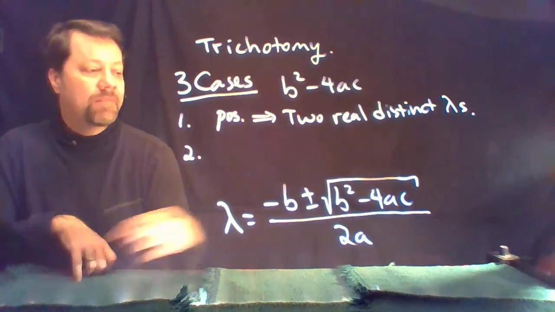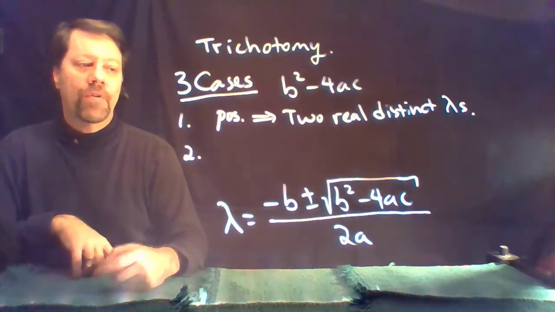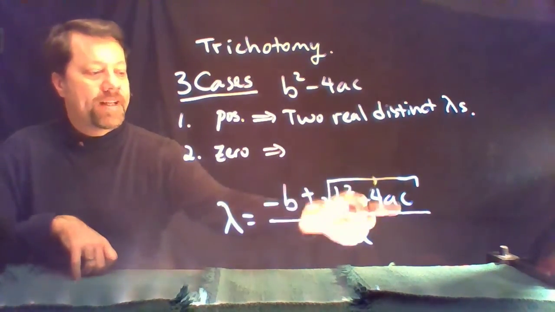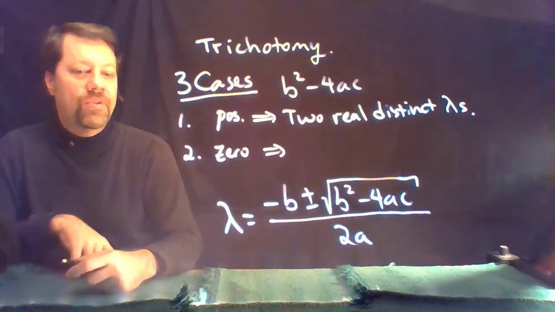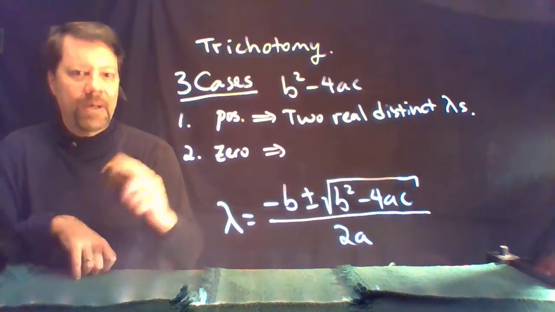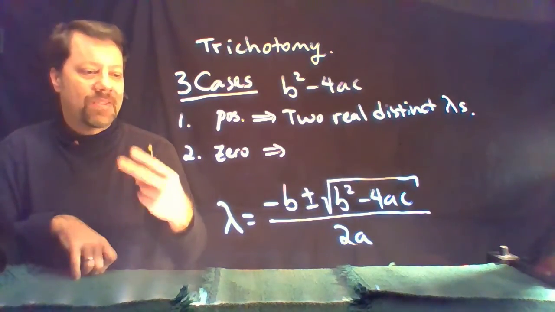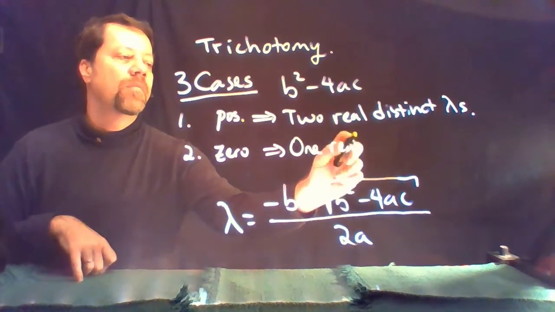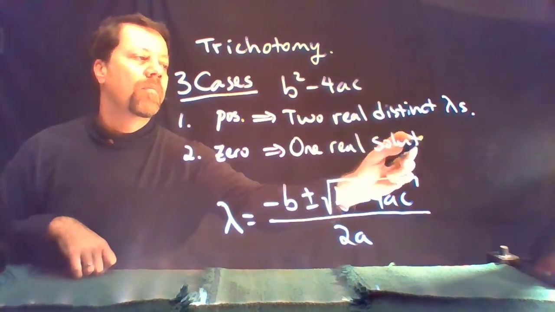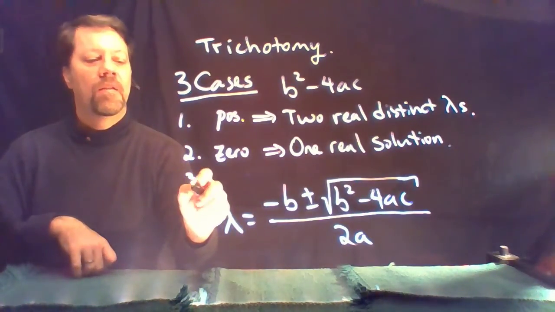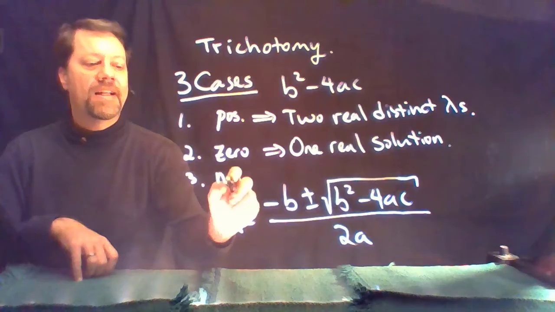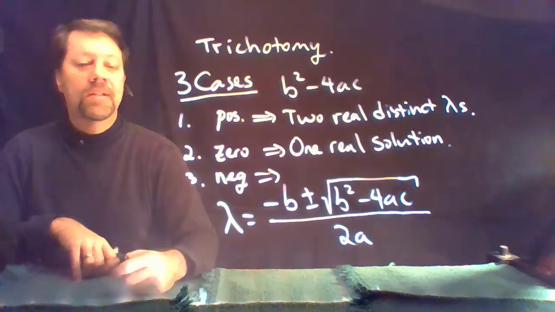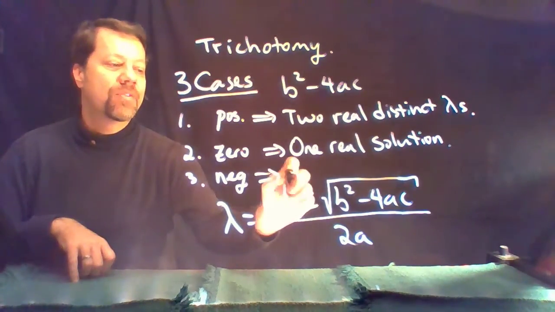The second possibility is that b squared minus 4ac is 0. And if b squared minus 4ac is 0, then you get one real solution, but it appears with multiplicity 2 in the characteristic equation. The third possibility is that you get a negative value under the radical. In that case, you get two complex conjugate solutions.